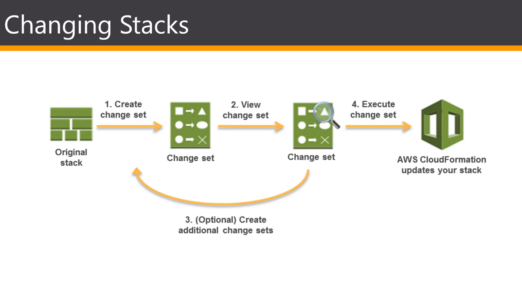So let's say we want to change a stack. Let's say we've deployed a single EC2 instance and we want to change it to another EC2 instance, or we want to add it to an auto-scaling group. Changing is a fairly straightforward process. You have your original stack, which might be an EC2 instance, and you want to create a change set, meaning you want to change something in it. So let's say you want to add it to an auto-scaling group. That auto-scaling group is basically your change set.